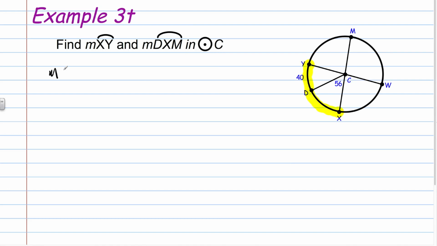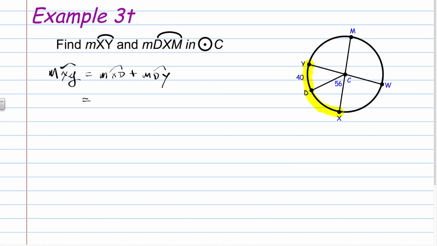The measure of arc XY using the arc addition postulate is going to be equal to the measure of arc XD plus the measure of arc DY. Now we know both of those, so this is a really easy thing to do. You might even be able to do this without using the arc addition postulate, but it might be good practice to write down the arc addition postulate, at least like this.